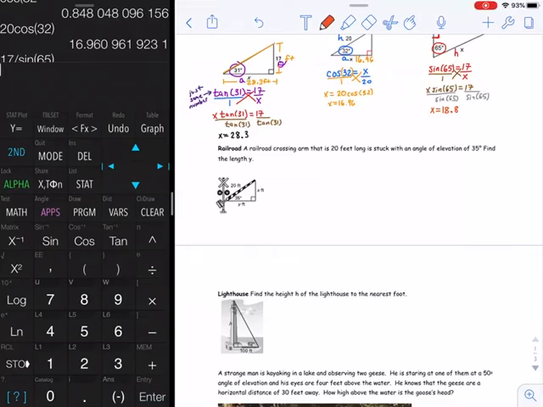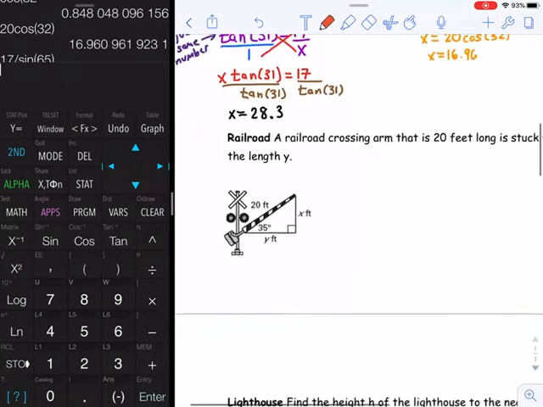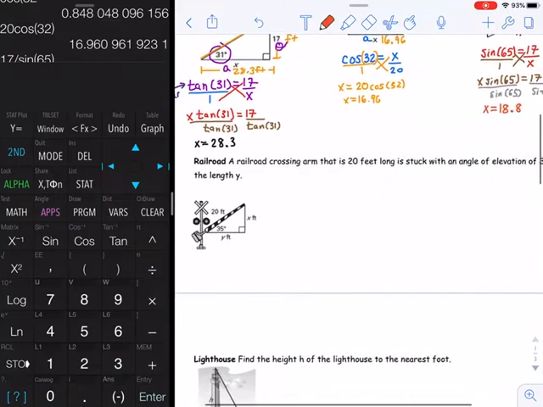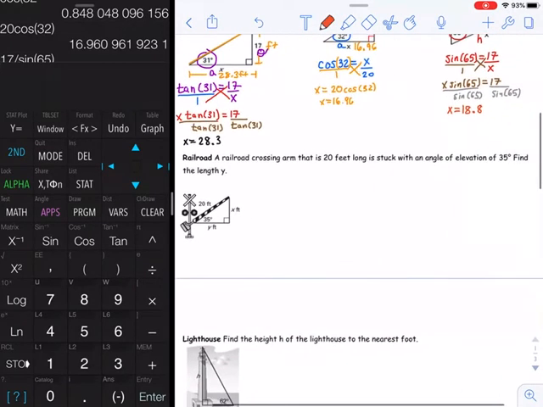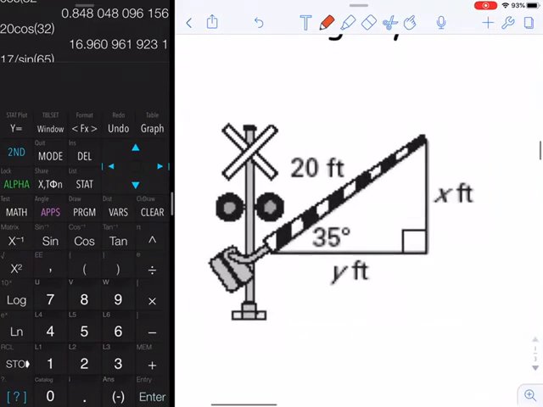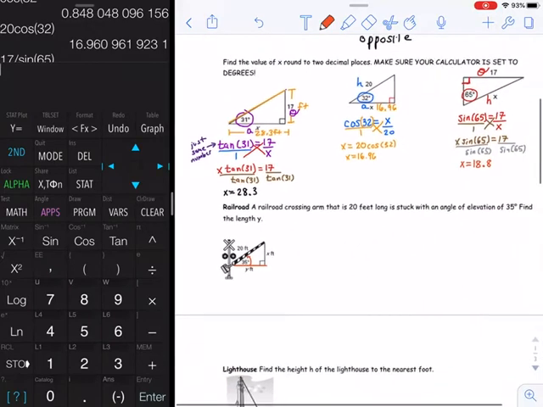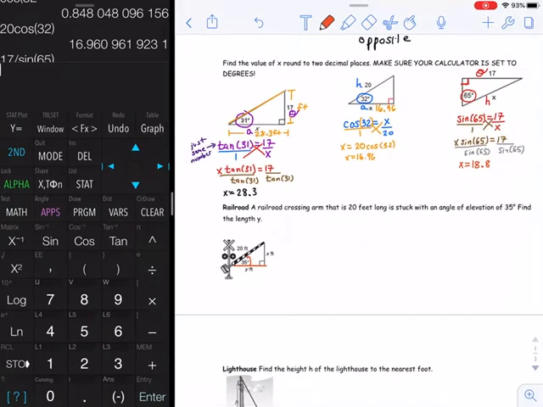Okay, picking up right where we left off, we're gonna have some word problems and more time to practice this stuff. So we got a railroad crossing problem. The arm's 20 feet long and is stuck at an angle of elevation of 35 degrees. That's something we're going to talk about in the future, but angle of elevation is you go straight out, then up. All right, we're going to find the length of y.